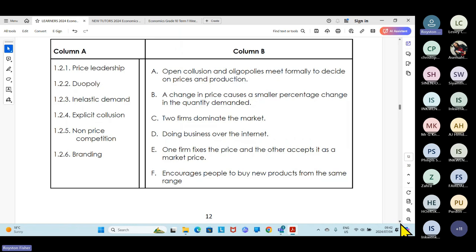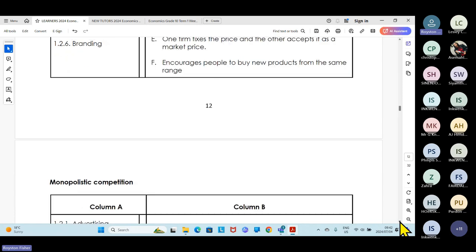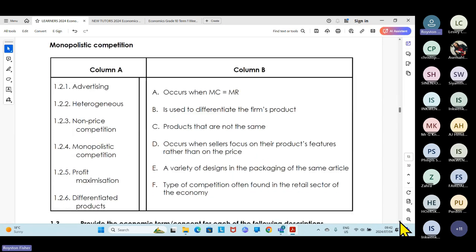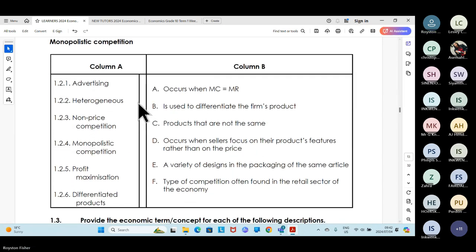Encourages people to buy new products from the same range. So, for example, Nike would have one particular shoe, and then they bring in another shoe, and then that's going to, of course, encourage you to buy that particular product. Moving on, monopolistic competition. I'm going to give you about 4 minutes maximum, since we are almost done with the session. You may share your answers now in the chat.